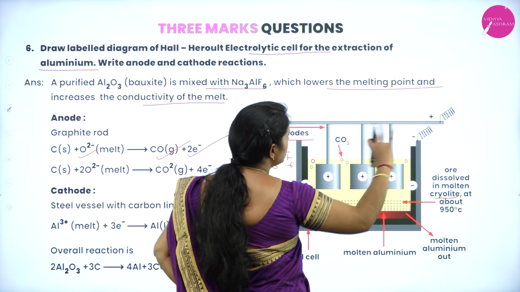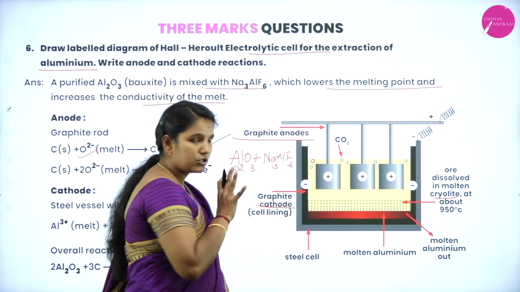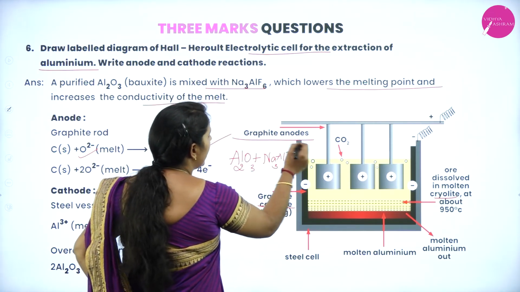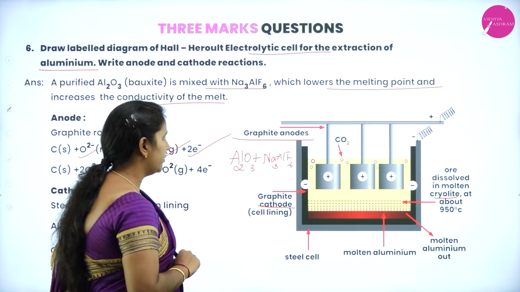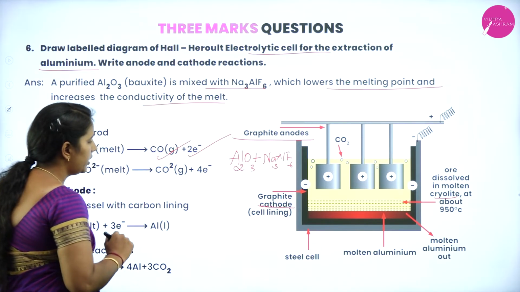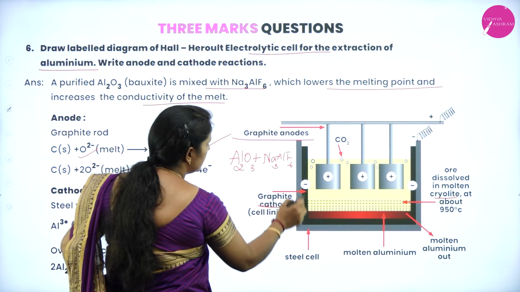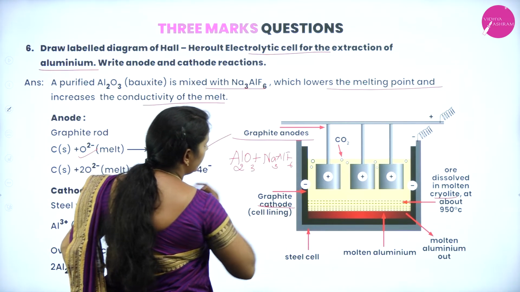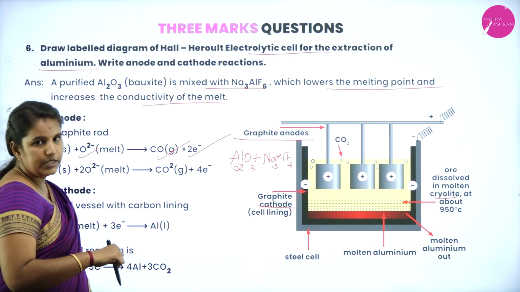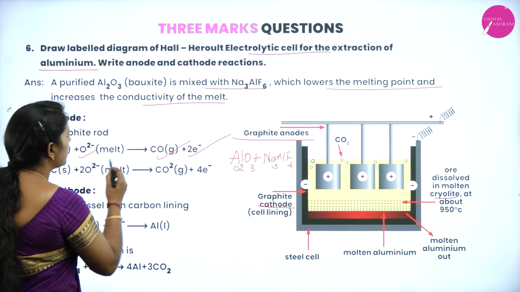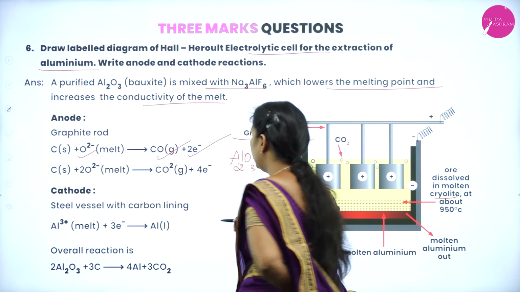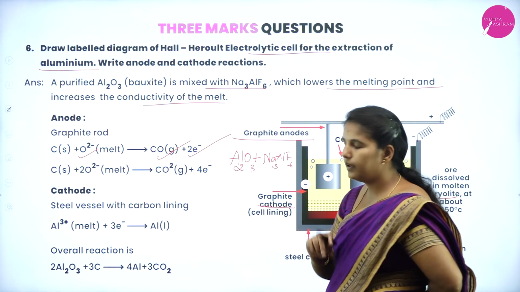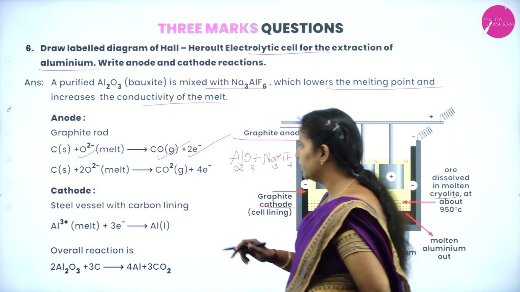Meanwhile, they have placed a series of electrodes, which are nothing but graphite electrodes, and they act like the anode. So what will happen? We know that the carbon lining will react with the oxygen to form carbon monoxide. Later, that carbon monoxide goes for the reaction with the aluminium.